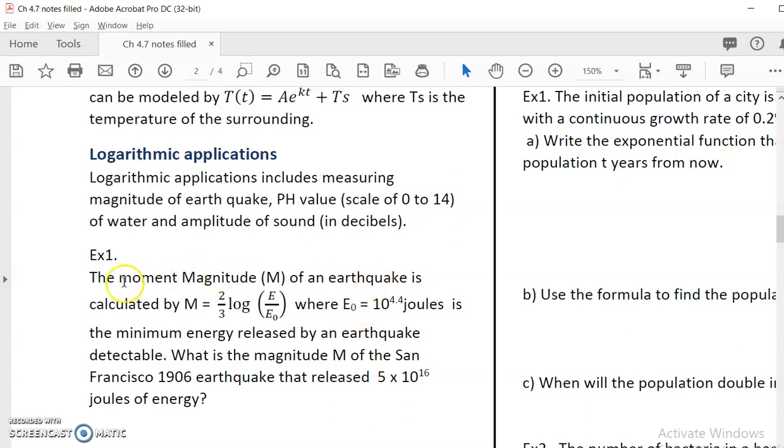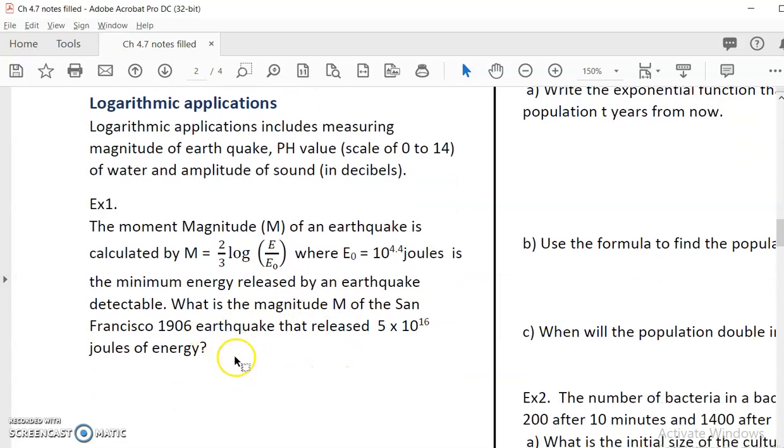There is a particular way of describing the magnitude of an earthquake by the moment magnitude. It is calculated by 2 over 3 log of E, which is the energy of the earthquake, over E0, which is the smallest energy released by an earthquake. In this case, we define it to be 10 to the 4.4 joules, which is a measurement of energy.